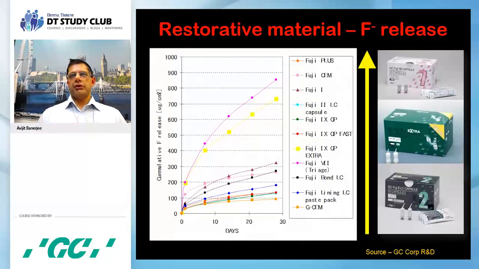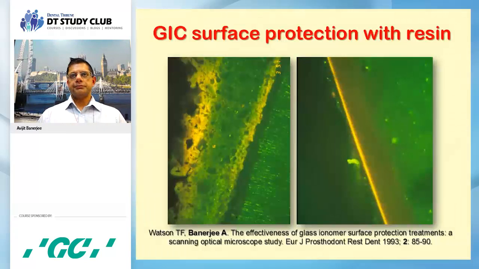Some of GC's own data shows how fluoride can be leached out of some of their materials, including their Fuji Triage and Fuji 9 GP. And this could also be useful in terms of potentially arresting any activity in the depths of the caries lesion.